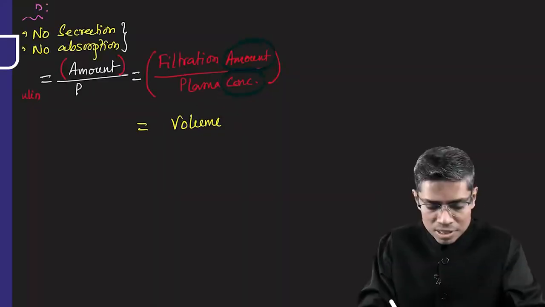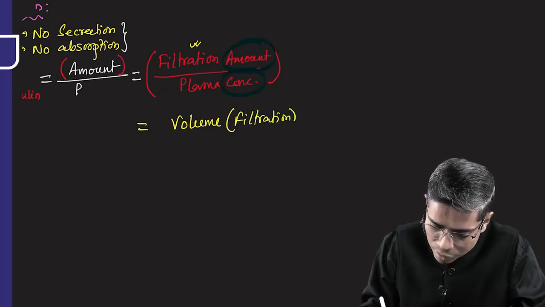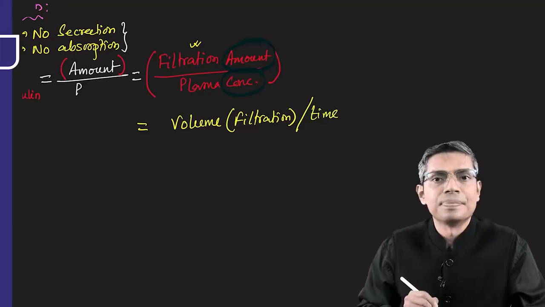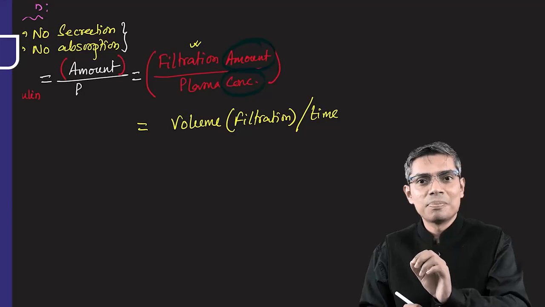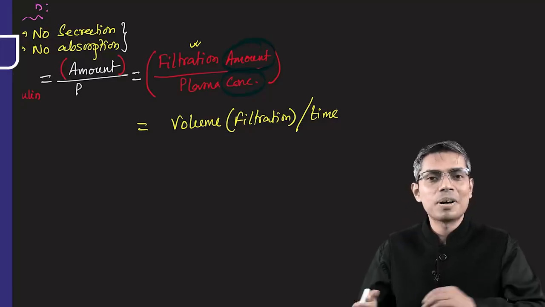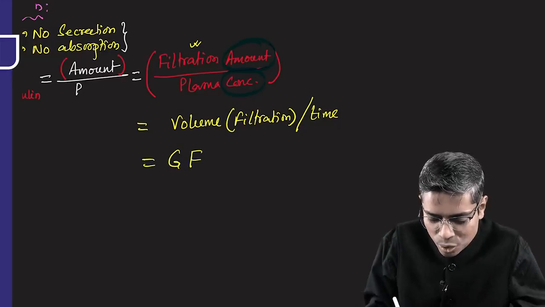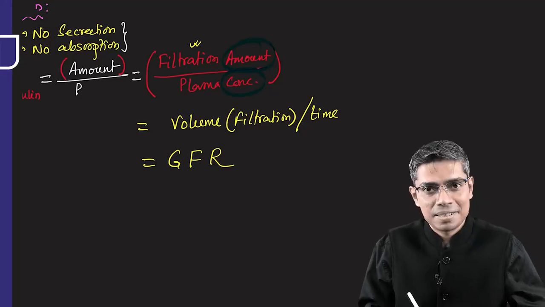What is the concept of clearance volume? Clearance volume means that volume from where the inulin is reaching at the level of your urine. So I'm going to get a volume. Which volume? The filtration volume, because inulin has reached by only and only the process of filtration. So the volume which you are going to get here is the filtration volume per unit time at the level of glomerular capillary. What is the name of that filtration? This filtration is nothing but glomerular filtration rate.